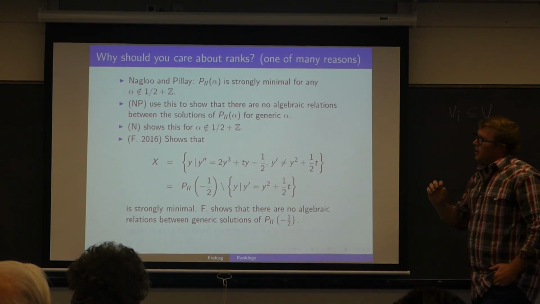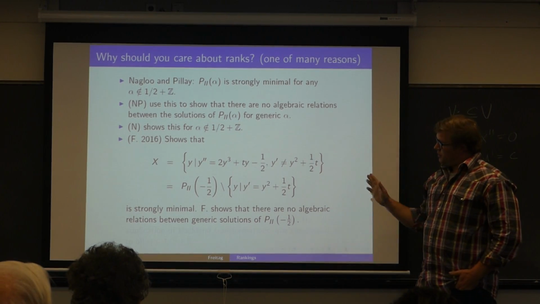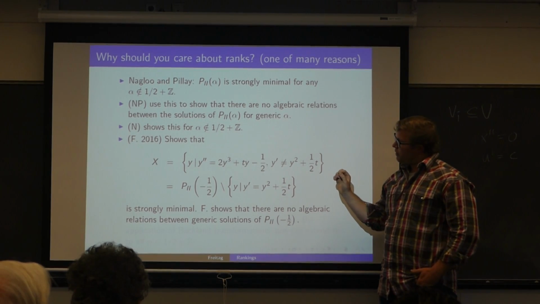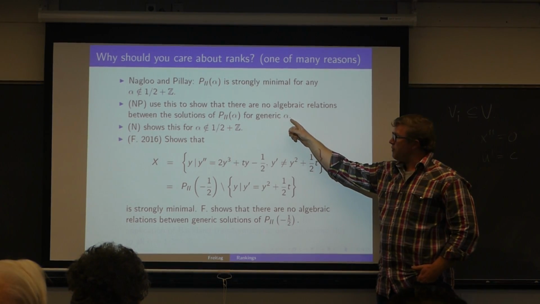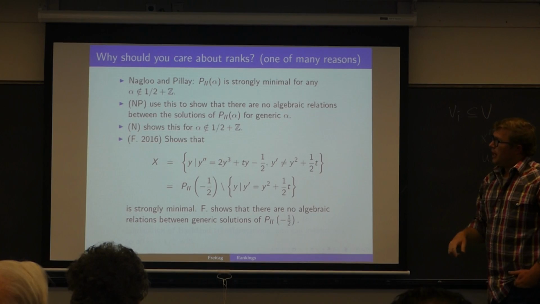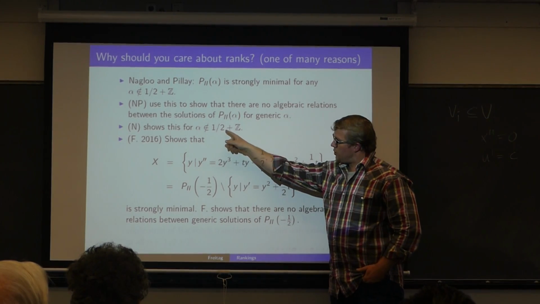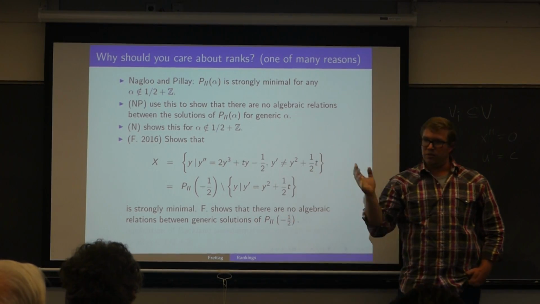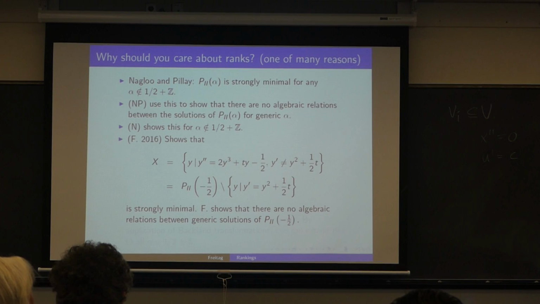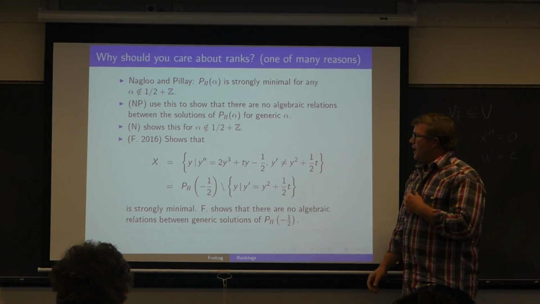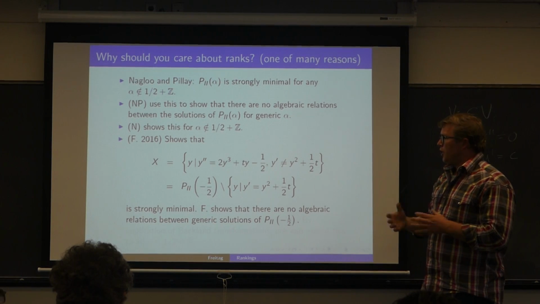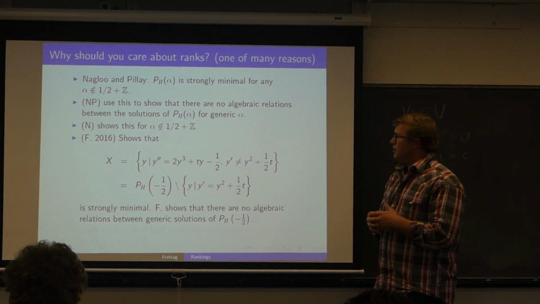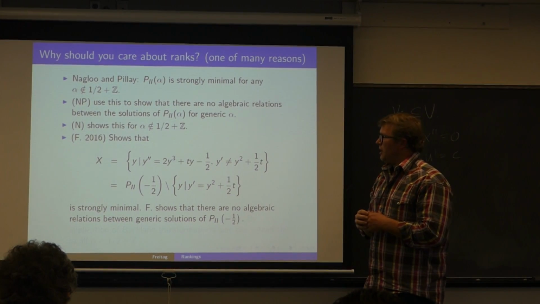I didn't state it. So later they used this to prove that there are no algebraic relations between solutions of P2 of alpha when alpha is generic. So when alpha is transcendental. Okay? And Ronnie even strengthened that to include as long as alpha is outside of 1/2 plus c, but maybe is algebraic over Q. Okay, but not in 1/2 plus c. And the point is that as soon as you show more sets are strongly minimal, you can often get some sort of transcendence result like Ronnie and Anand's.